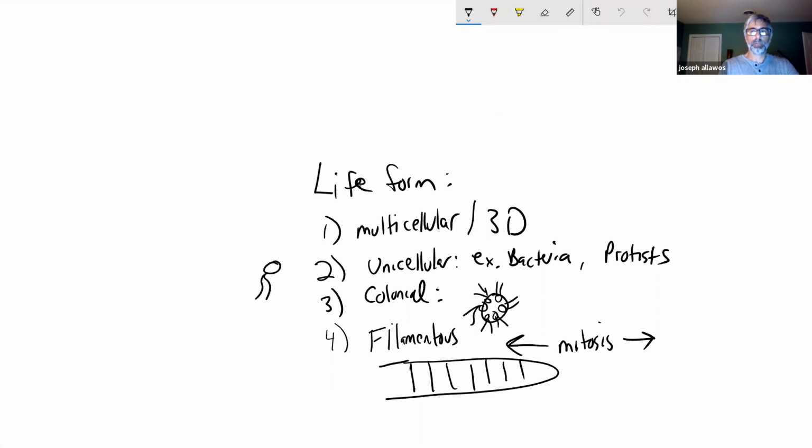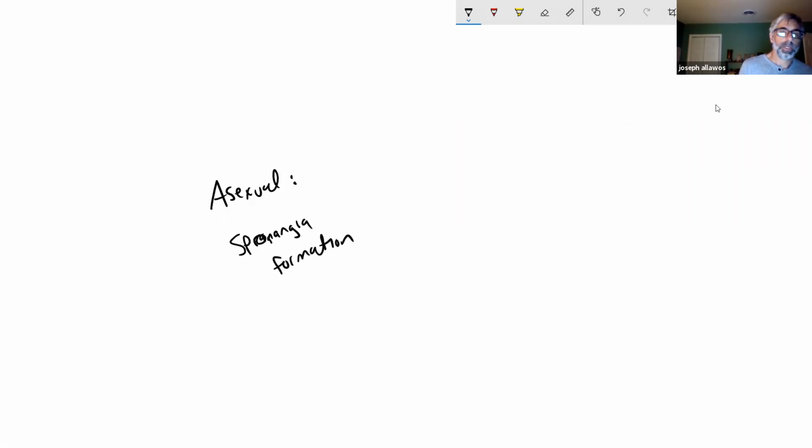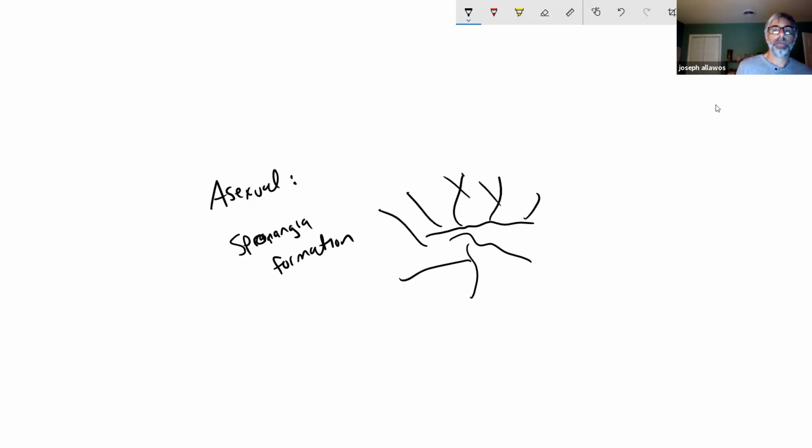Okay, so how does this thing reproduce? How does it make its next generation? Asexual is very successful through sporangia formation. And what does that look like? Well, the filaments grow out in all directions. They digest food. And then eventually they start making sporangia with spores.